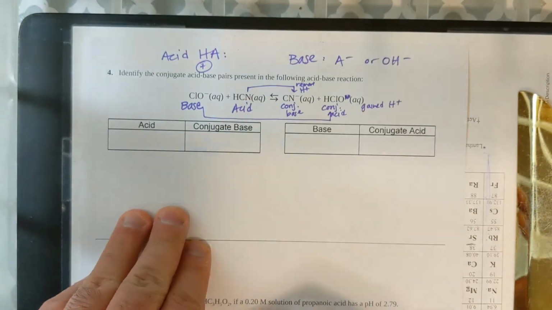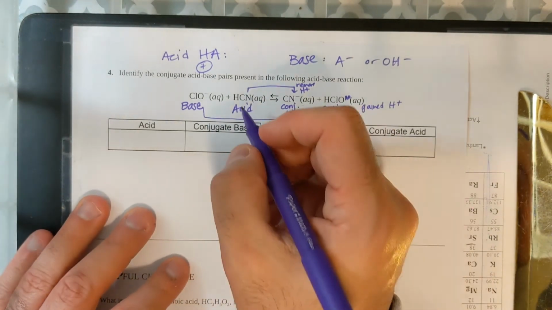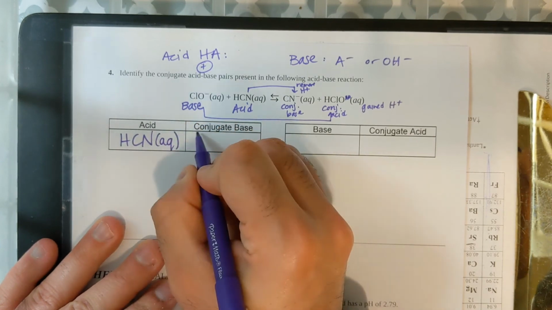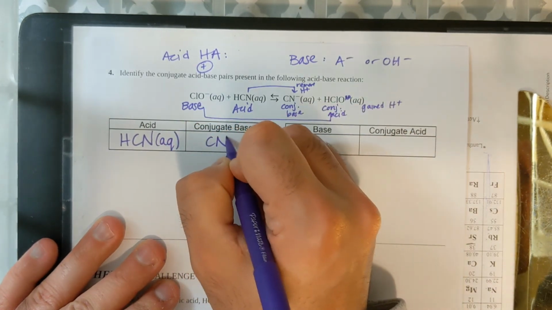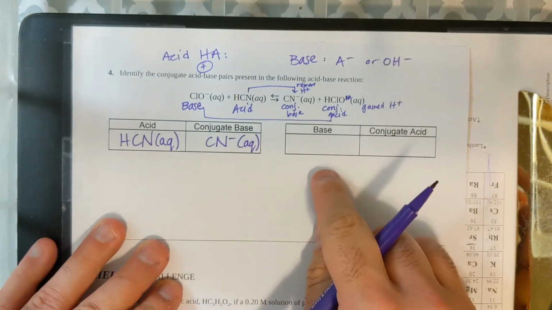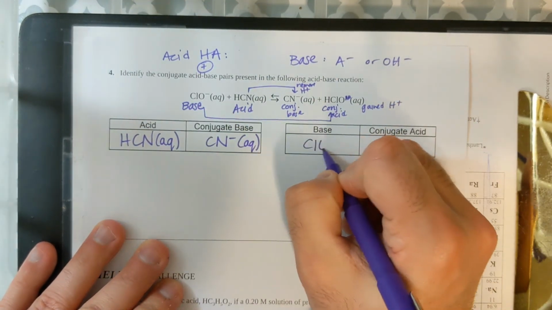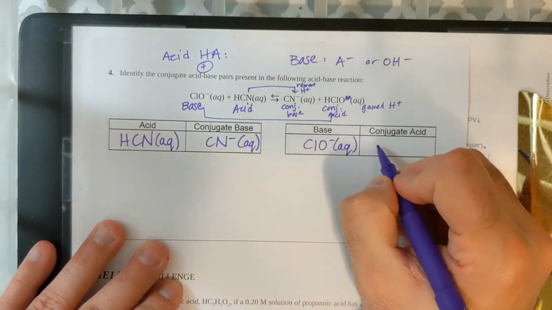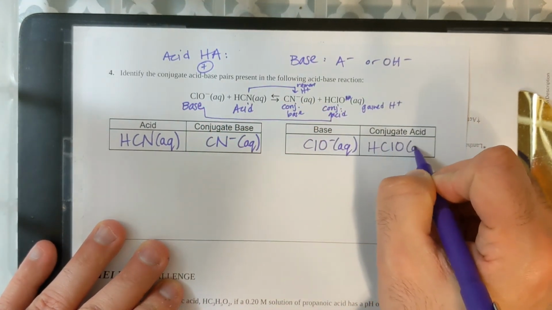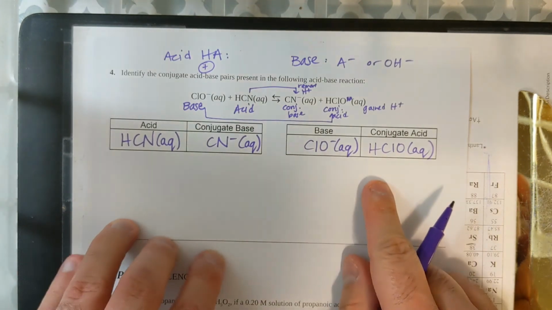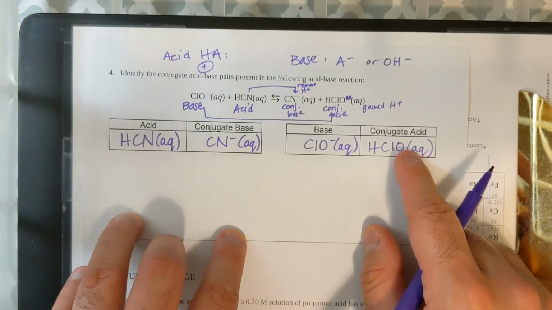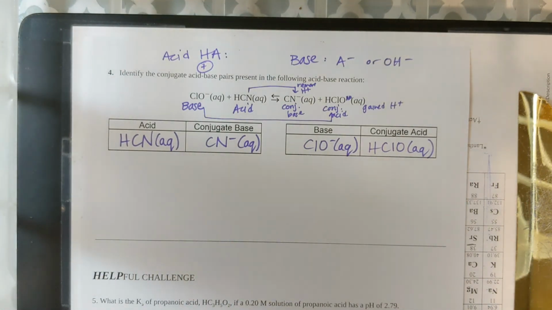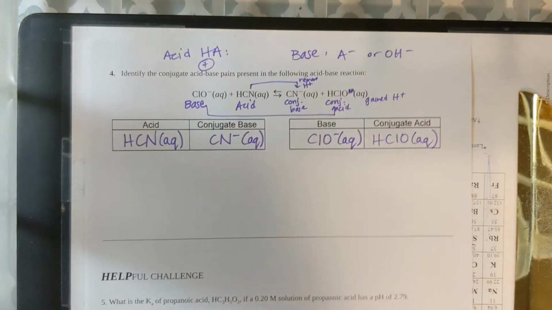And so now I can identify these acid-base conjugate pairs. My acid will be HCN aqueous, and its conjugate base will be CN minus aqueous. My base will be ClO minus aqueous, and my conjugate acid will be HClO aqueous. With that typo, if you put HClO minus, I won't mark you down, but that should just be HClO aqueous, not a minus charge.